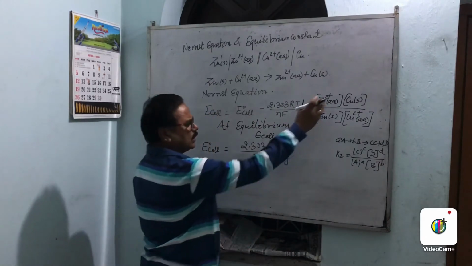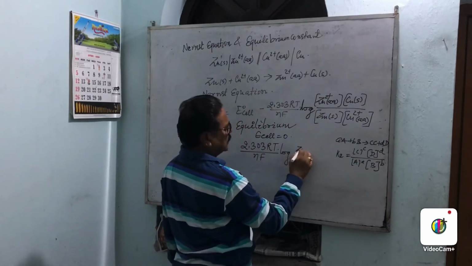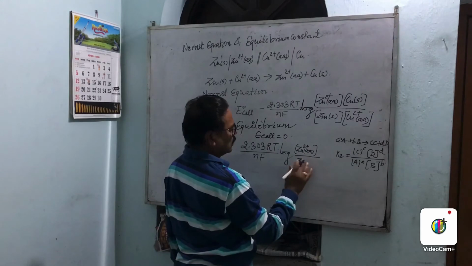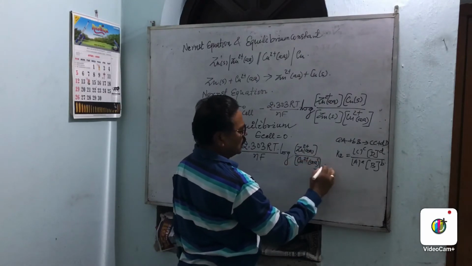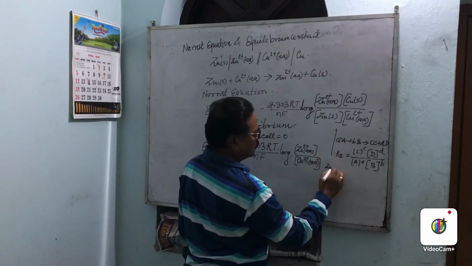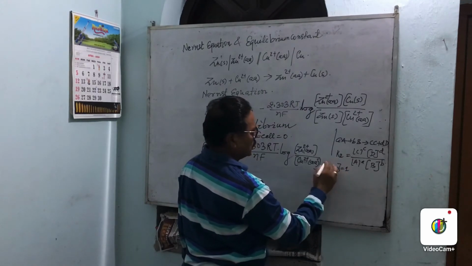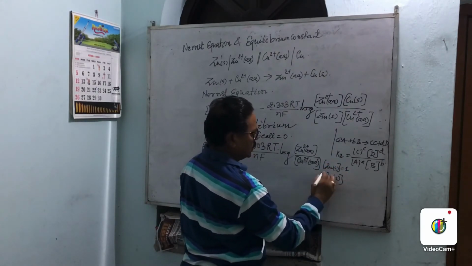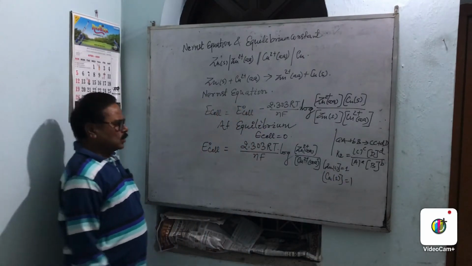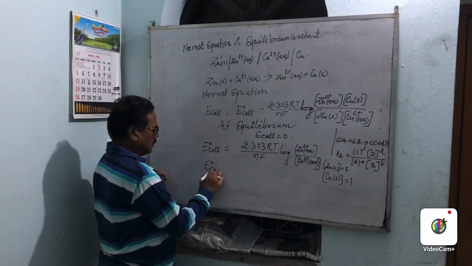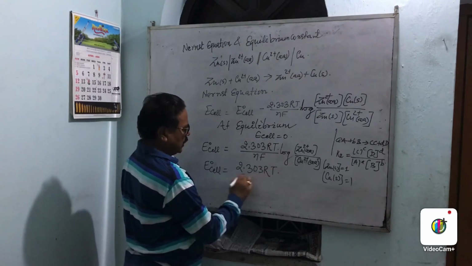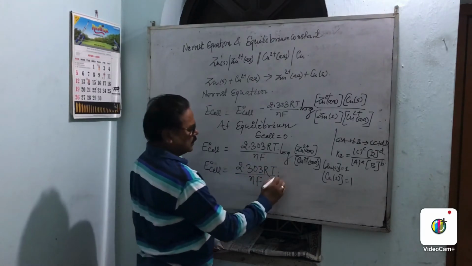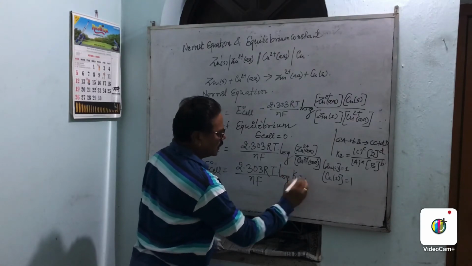So log Kc: solid is always 1, so Zn2+ aqueous and Cu2+ aqueous remain. Zn solid has active mass 1, and copper solid active mass is also 1. So this value is written as E0 cell is equal to 2.303 RT by nF, and this is log Kc.